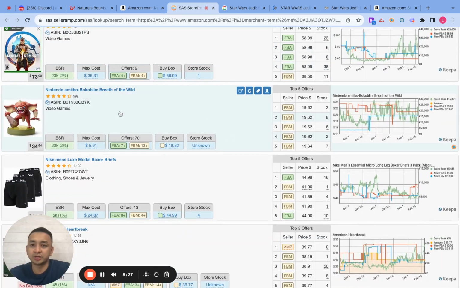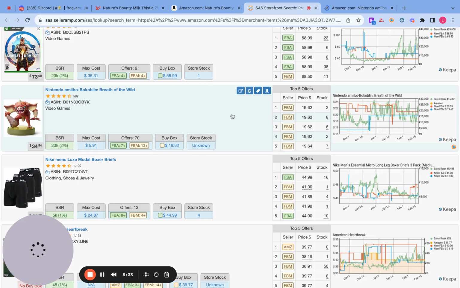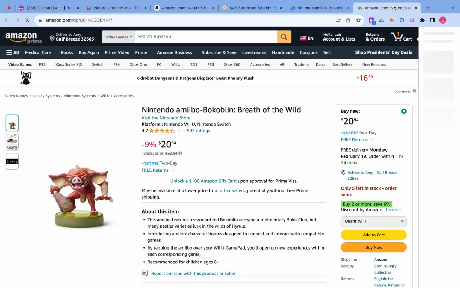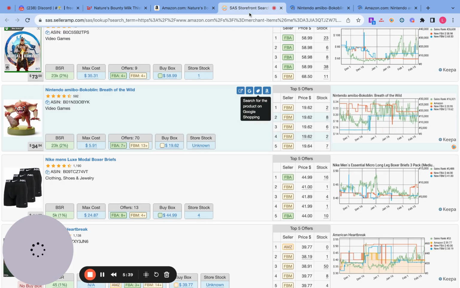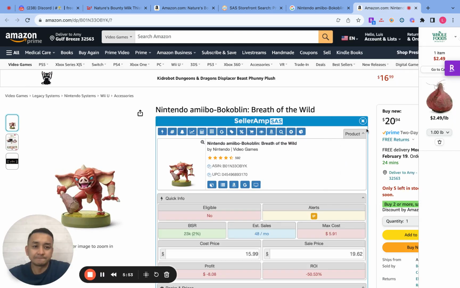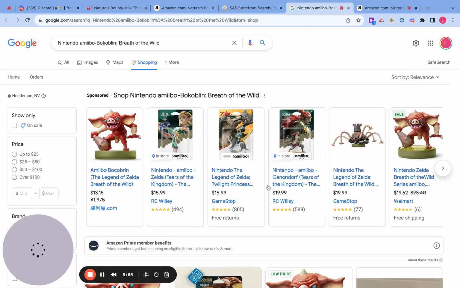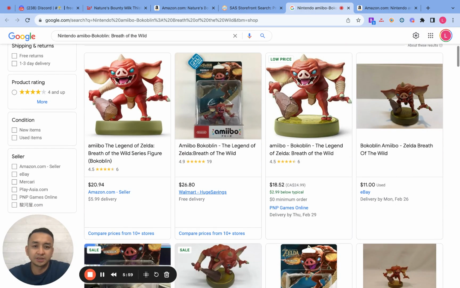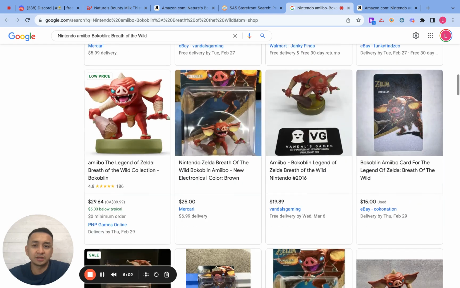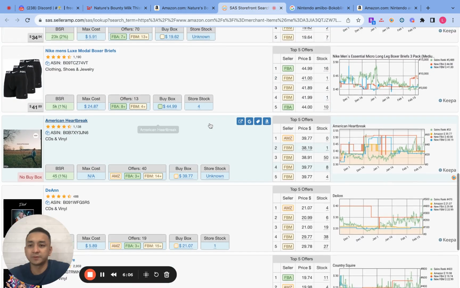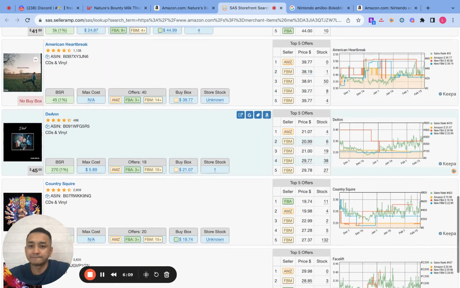So let's pick maybe a toy or something. Try this one. Let's see. So max cost about $5. Let's see if we can find it somewhere else for $5. No, I'm not seeing it. So move on to the next one. Try this one.